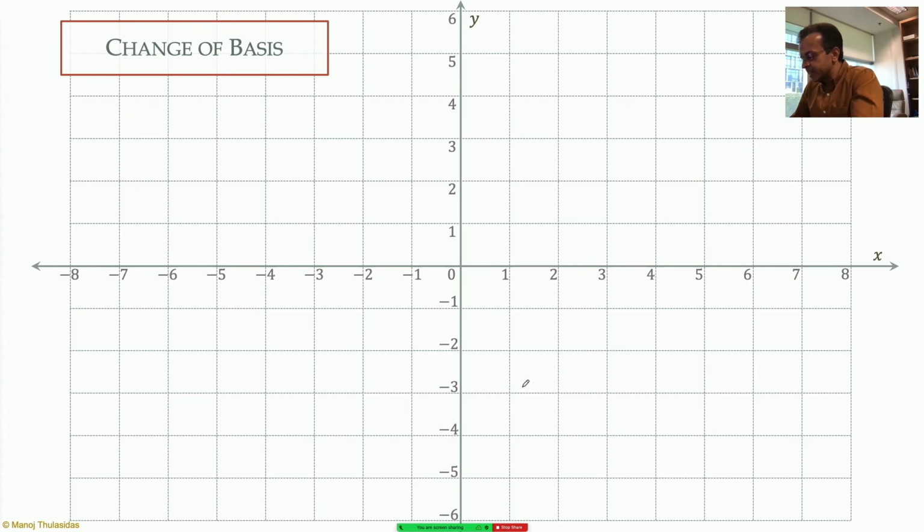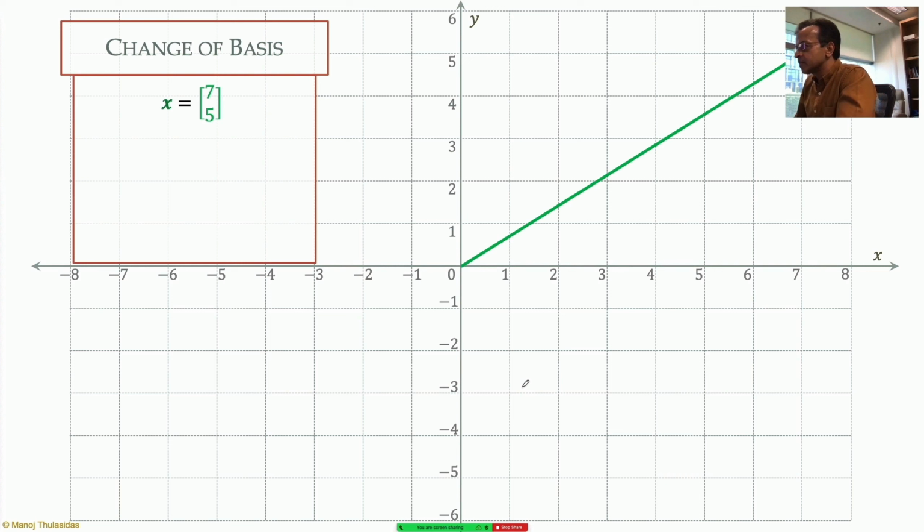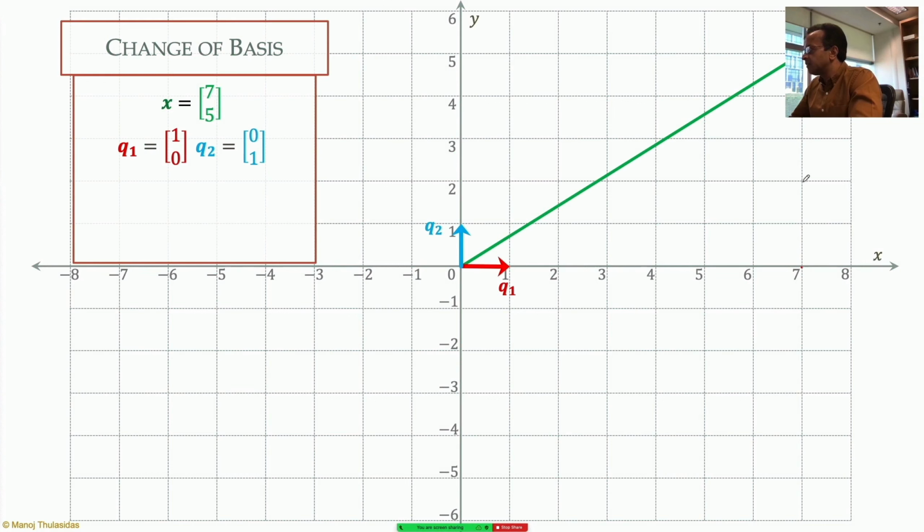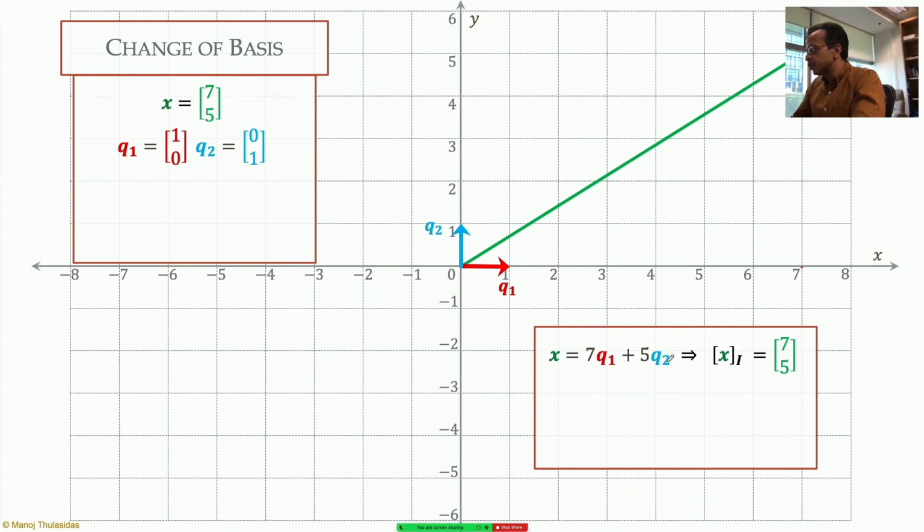So change of basis. Let's take an example. In the coordinate basis, I have a vector, the green vector X, that reads 7, 5. So that means my unit vectors Q1 is 1, 0 and Q2 is 0, 1, the column vectors of the identity matrix. And I need to take 7 of Q1 to reach here. Then you add 5 of Q2 to reach here. Those are my components. X is 7 times Q1 plus 5 times Q2. So the components of X in the identity basis or the coordinate basis is 7, 5.